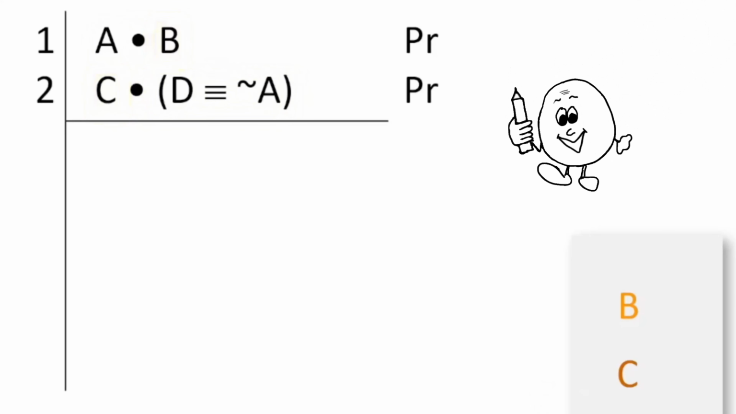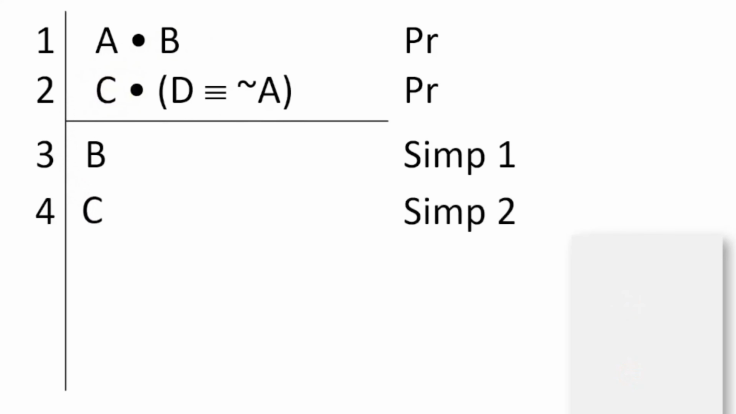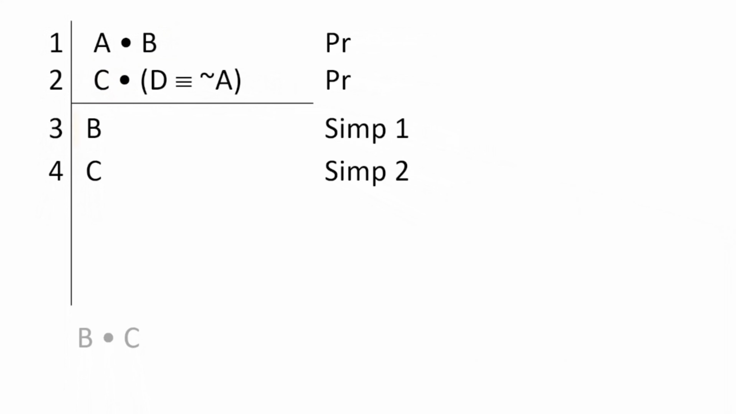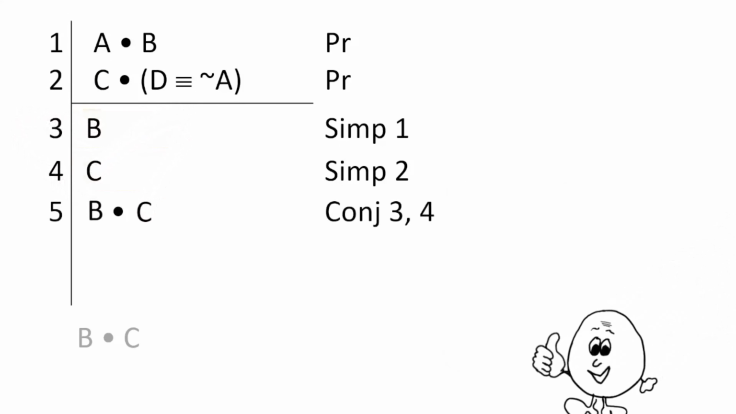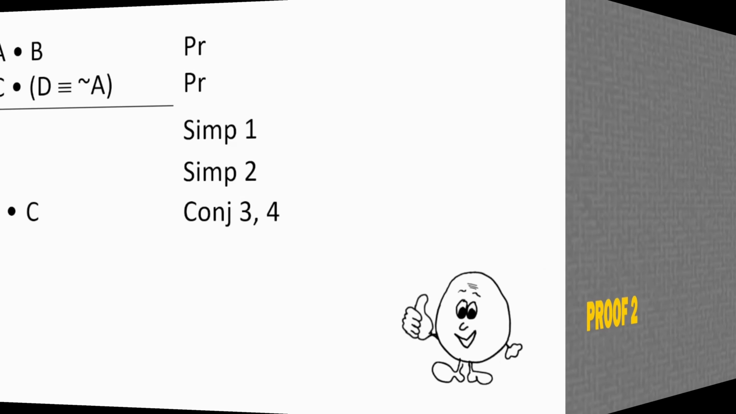We are ready to go. Our first move, get B by simplification. Our second move, get C by simplification. This time we apply simplification to line 2. Well, these are the ingredients that we wanted to derive the conclusion. We can now conjoin them and get what we wanted. This is a very simple proof. We got what we wanted, so we are done.